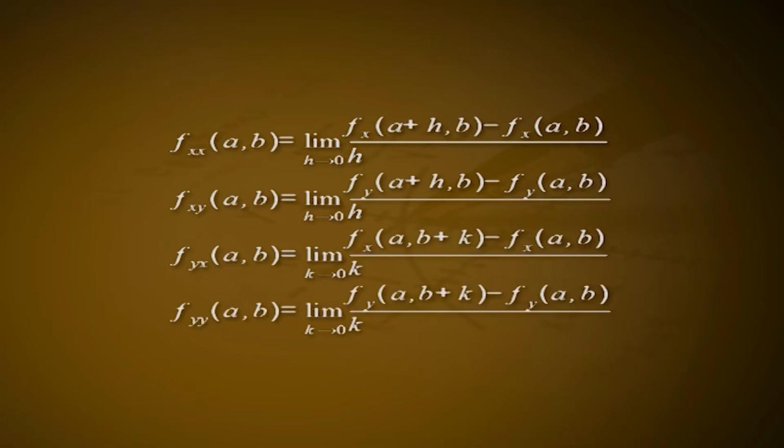And f_yy of (a, b) is equal to the limit of [f_y(a, b+k) minus f_y(a, b)] divided by k as k tends to 0, in case the limits exist. In a similar manner, higher order partial derivatives are defined. For example, ∂³z/∂x³, ∂³z/∂y³, ∂³z/∂x∂y, and so on.